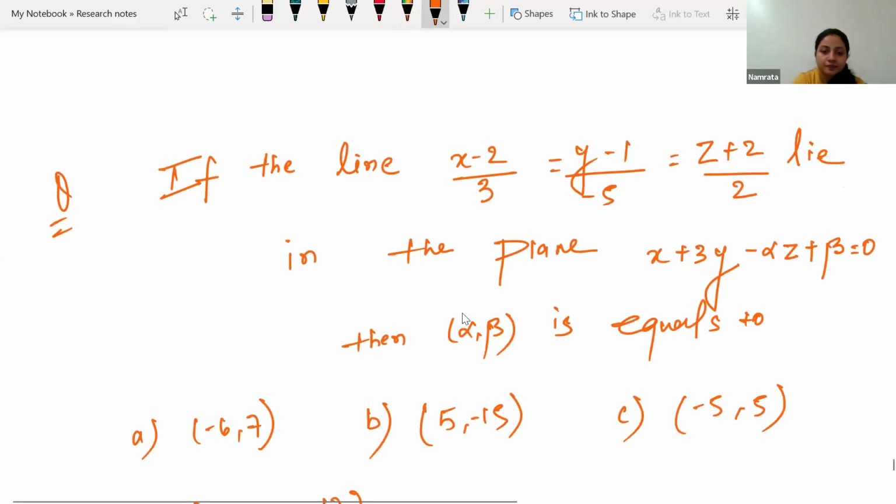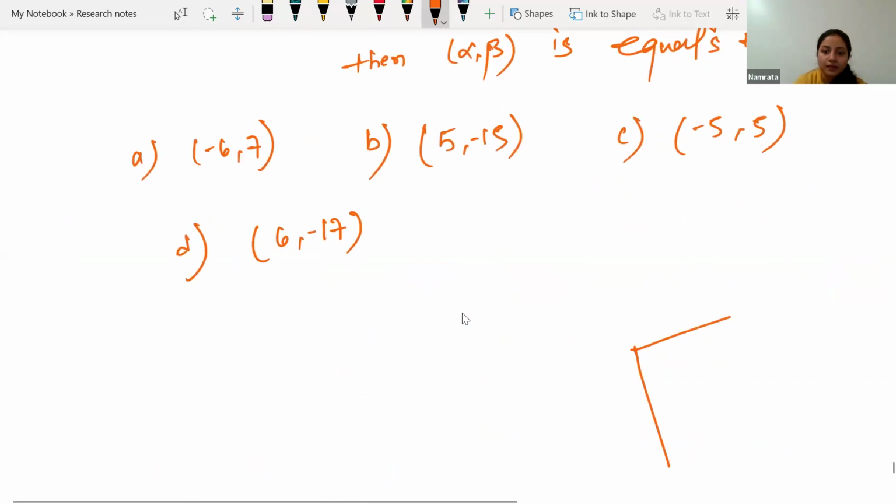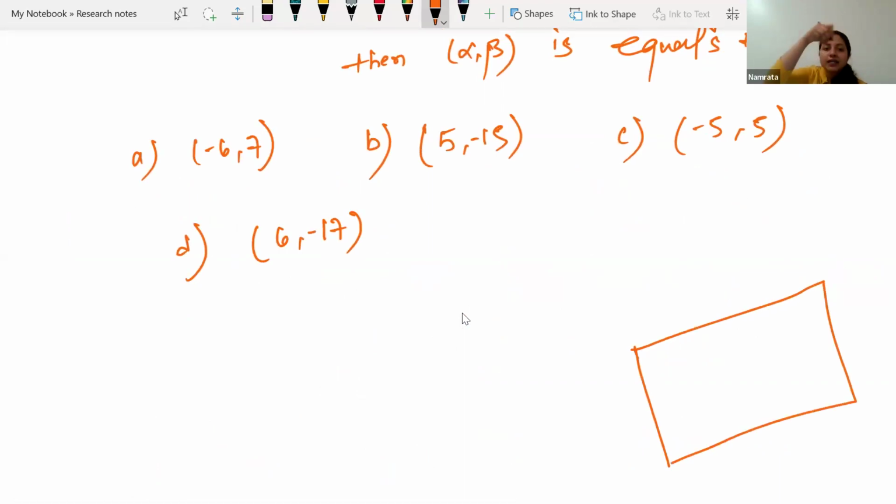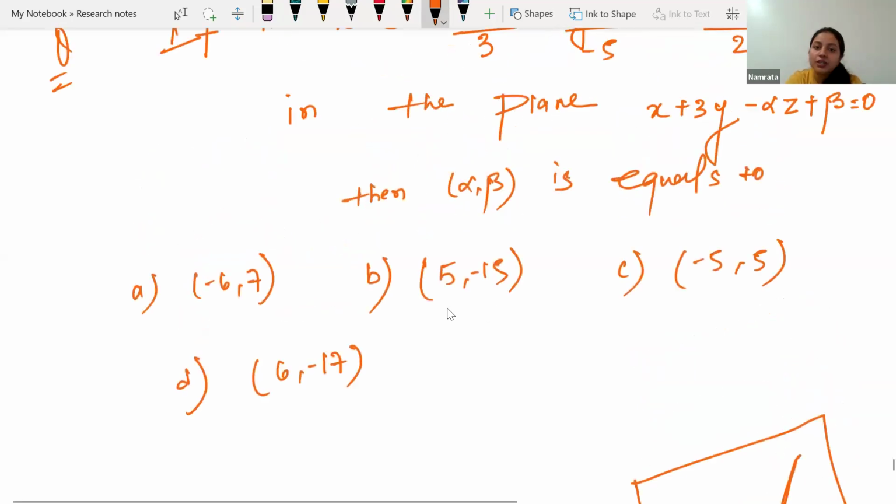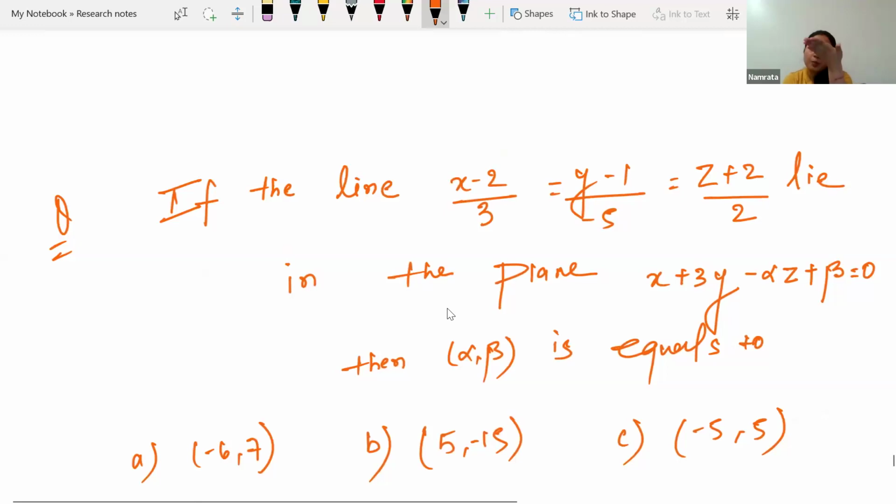We have a plane and the given line is lying on that plane. A plane is there and the line is lying on it, like that. Now we have to find the value of alpha beta.